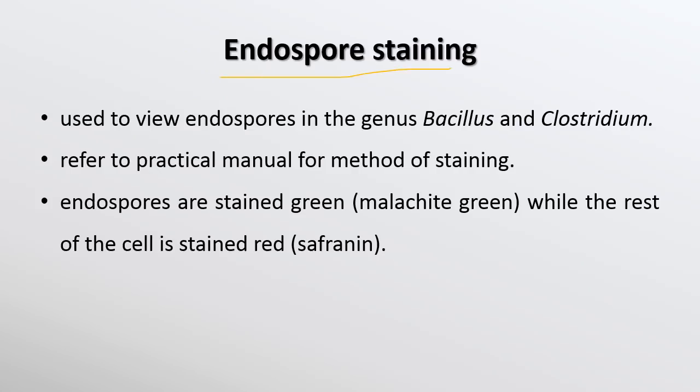Okay, the endospore staining. Endospore staining is used to view endospores in the genera Bacillus and Clostridium. These two bacteria can form endospores. Maybe you can refer to your practical manual, which I will give you later, for the full procedure. At the end of the staining, the endospore will stain green, taking up the malachite green, while the rest of the cells, sometimes including the background, will stain red, due to the safranin.